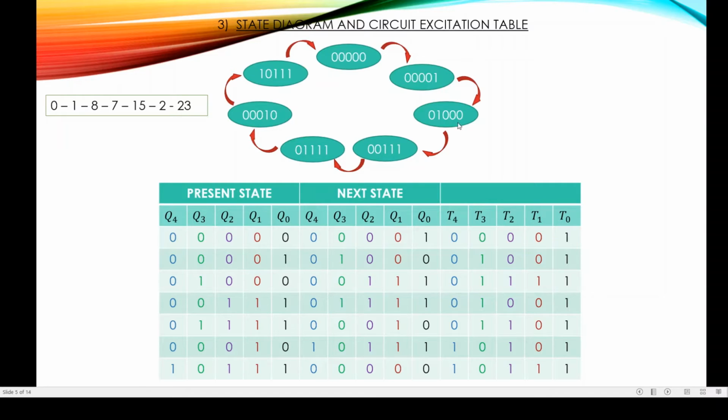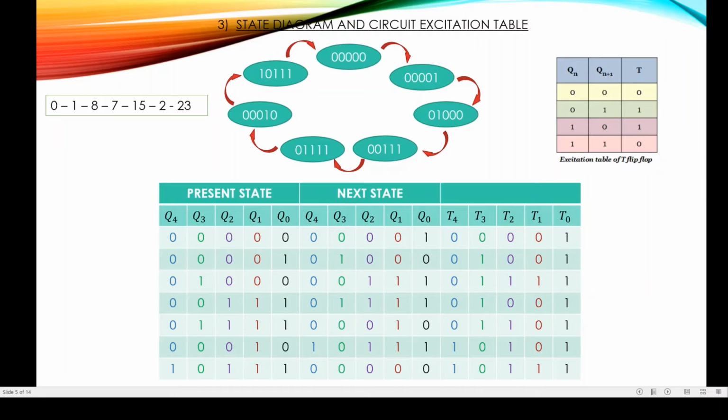So for the input here for T, we must follow the excitation table of the flip-flop. For example, for T4, the first row, the blue one, we need to look at Q4, the present state, and the next state, Q4. We can see here it is 0 0. Looking at the excitation table, 0 0 gives 0. So it means that T4 here is 0.